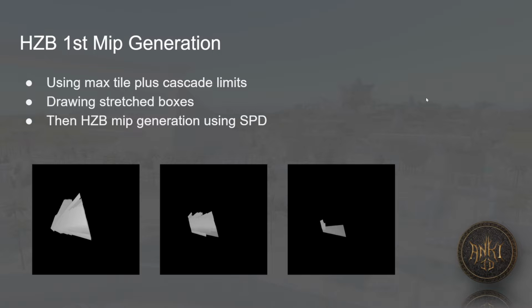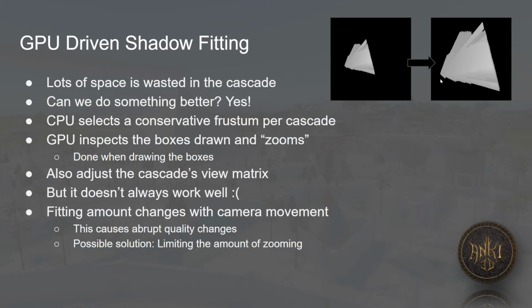This is an illustration of the max depth per 64 by 64 tile, and this is used to draw these stretched boxes using the max depth tiles, and it's also using the cascade limits to limit the area of influence. This is the first cascade, second and third. And by looking at these HCBs, we can notice a lot of wasted space, because in the black part we don't actually need to draw anything.